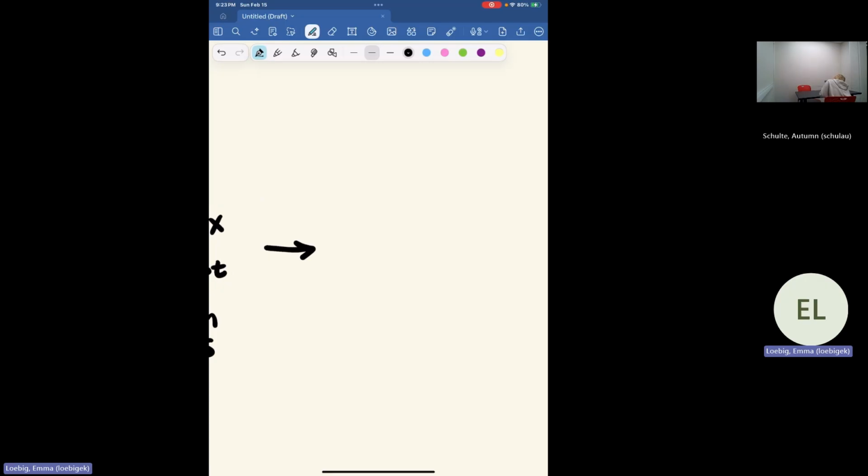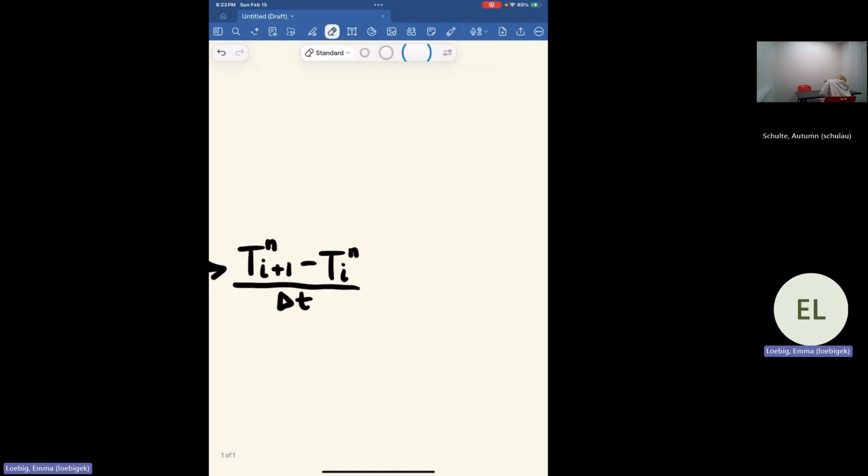Now, using this model, we can have an equation that looks like the temperature at the position to the right of you at some time n minus the temperature at your position at some time n divided by the change in time. And this equation is analogous to the left side of our heat diffusion equation, the change in temperature with respect to time.